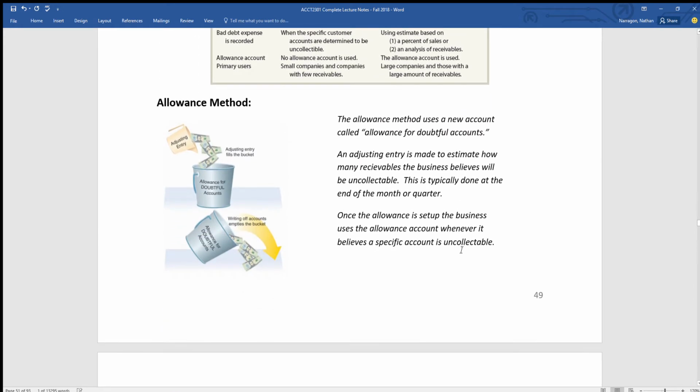So with this estimate, we get to create an account known as Allowance for Doubtful Accounts. The best way to picture this is as a bucket. Allowance for Doubtful Accounts is a balance sheet account, and once we make the estimate, we fill our bucket. We don't empty that bucket until we actually write off the accounts. So we keep pouring money in there, and eventually it overfills and we have to pour some out. So it ends up being known as the bucket method a lot of times with the allowance method.